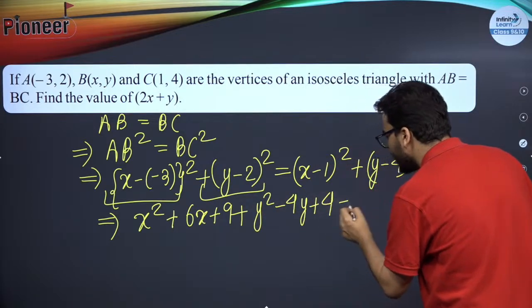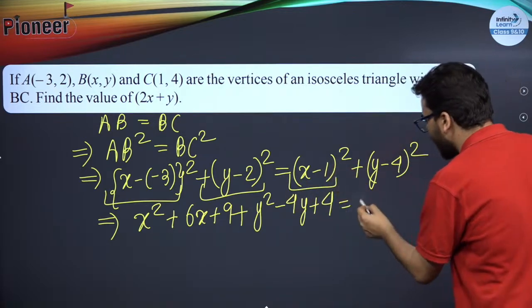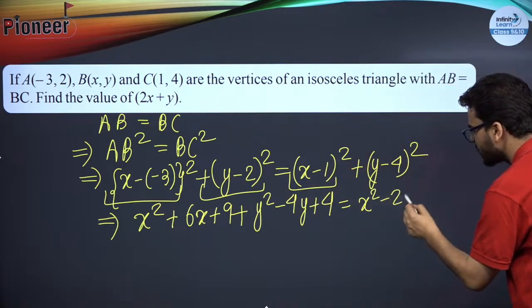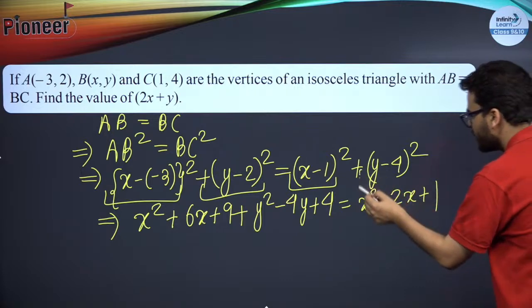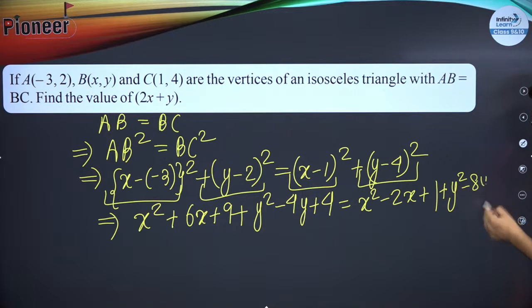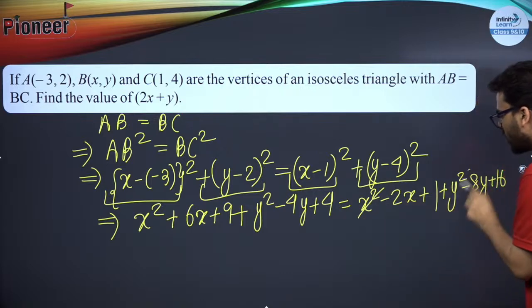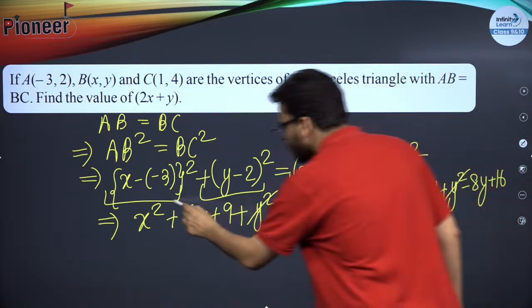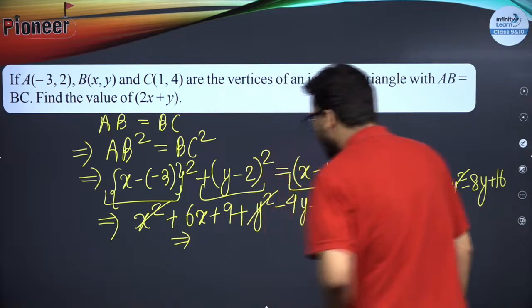And on the other side of the equation again I am using the same formula. So it will give you x square minus 2x plus 1. And if I use the same formula over here, I will get y square minus 8y plus 16, correct? So this is the whole situation up till here, guys. So from here, can I not cancel out x square, y square over here? So what can I write over here, guys?